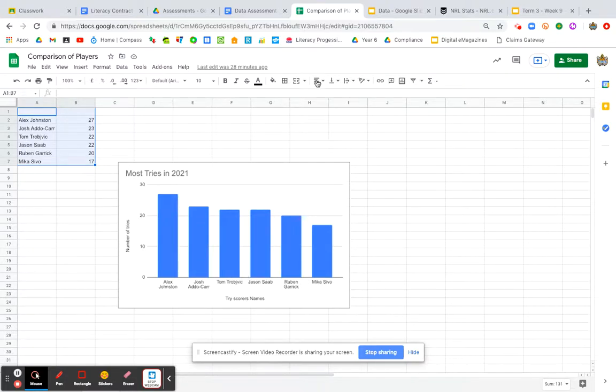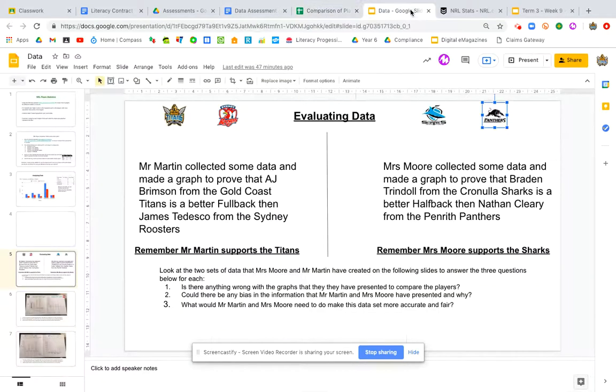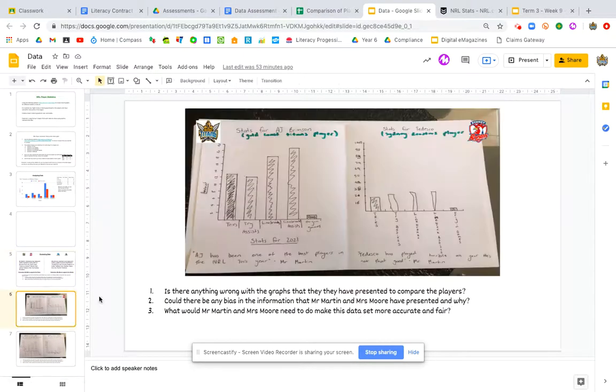So what you're going to have to do today is look at some of the data sets that Mr. Moore and Mr. Martin have created. You'll need to look at these data sets and determine whether you think there might be some bias in there and whether you think that information might be a little bit inaccurate.